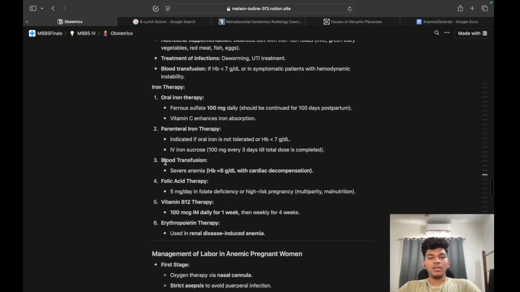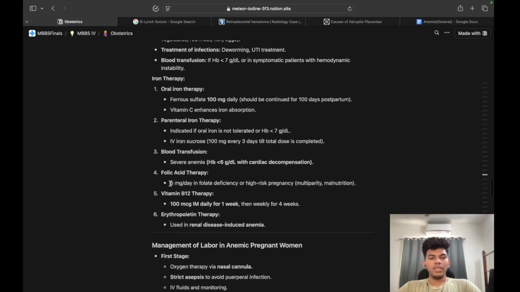Next, coming to blood transfusion, for severe anemia, hemoglobin less than 6 gram per deciliter with cardiac decompensation. Folic acid therapy, 5 milligram per day in folate deficiency or high risk pregnancy.